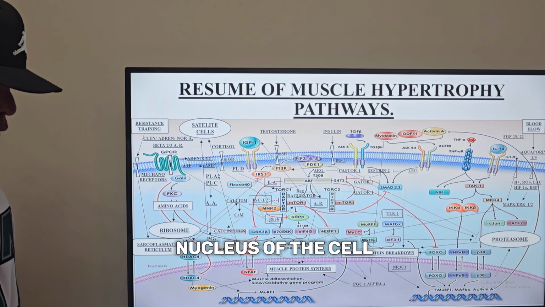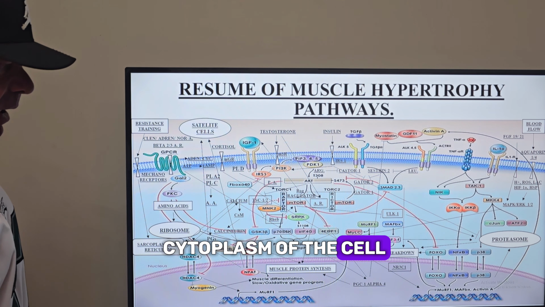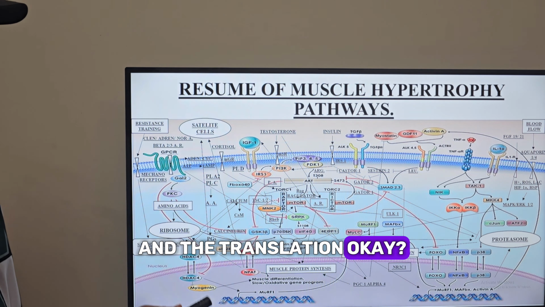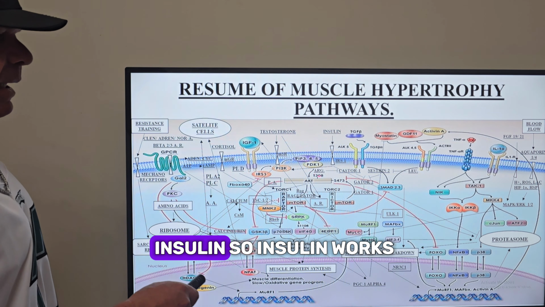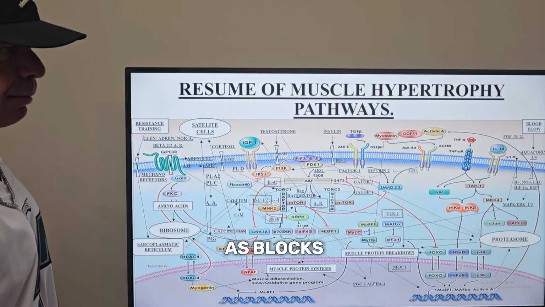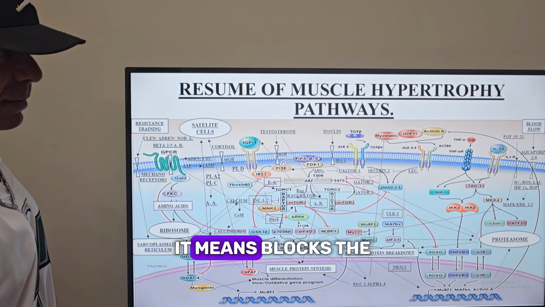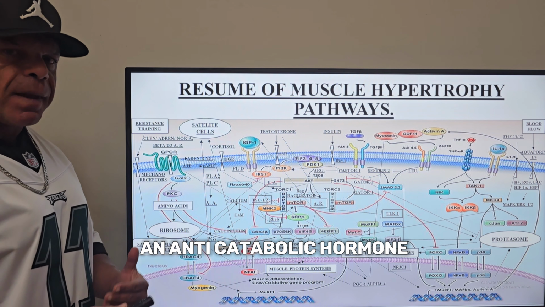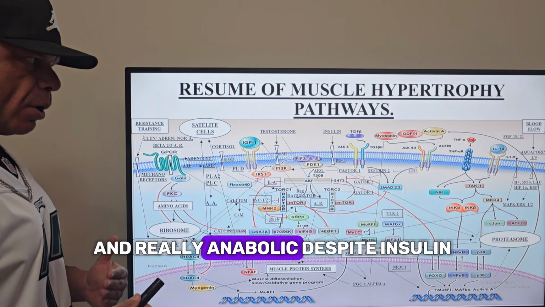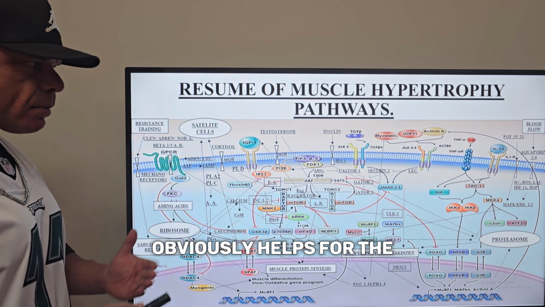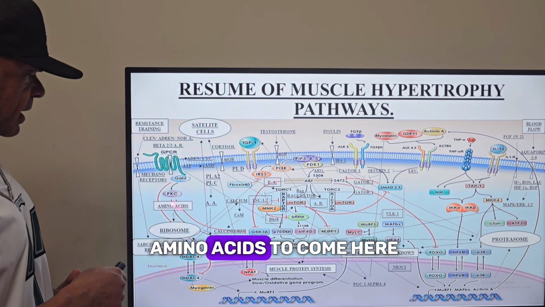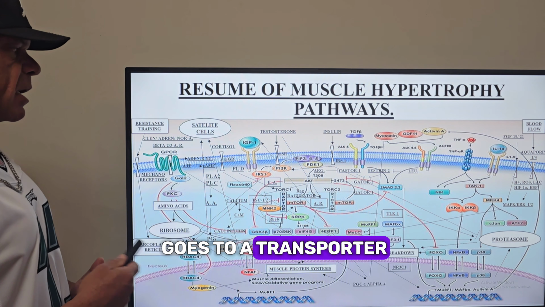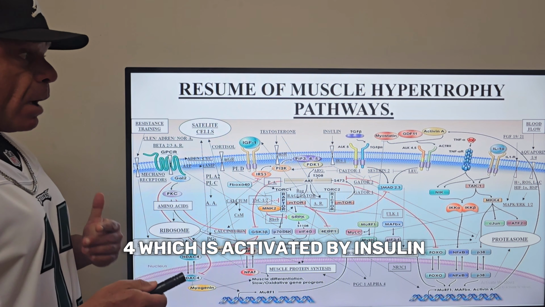So it comes to the nucleus of the cell. This is the cytoplasm of the cell, and this is the nucleus of the cell where we have the transcription and the translation. Okay, so we also have insulin. Insulin works as a block. This signal here means it blocks the proteasomes, as you can see. So insulin is more an anti-catabolic hormone than really anabolic, despite insulin obviously helping the amino acids to come here and the sugar to come here. The glucose goes to a transporter called glucose transporter, which is activated by insulin.